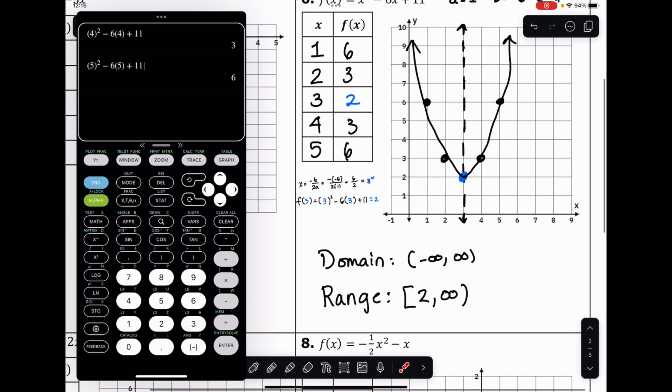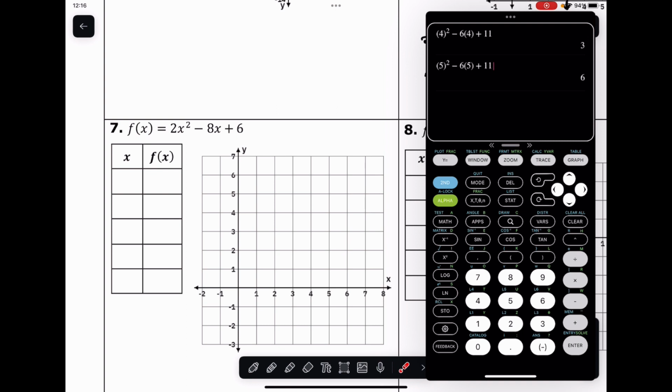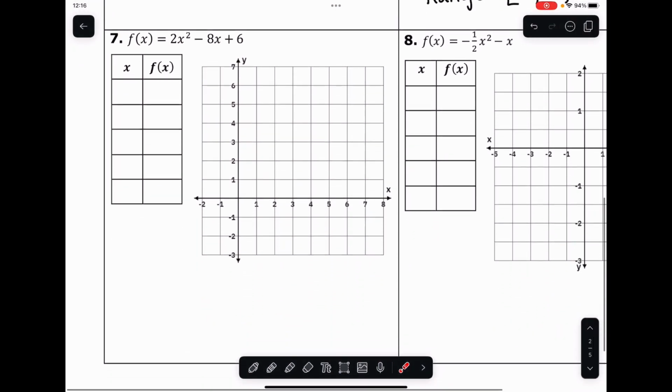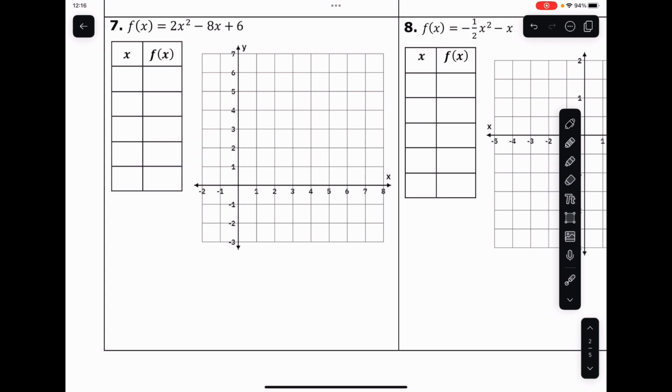Okay, now let's look at a different example. Let's look at example number 7. Okay, so for example number 7, I want to start the same way. First, I'm going to need to figure out what is my axis of symmetry.